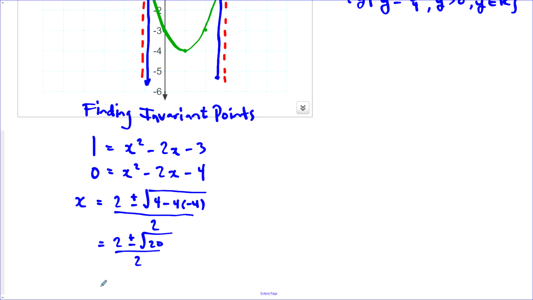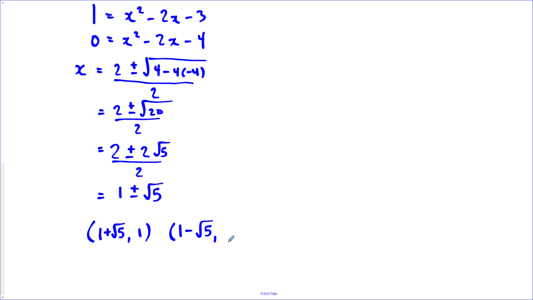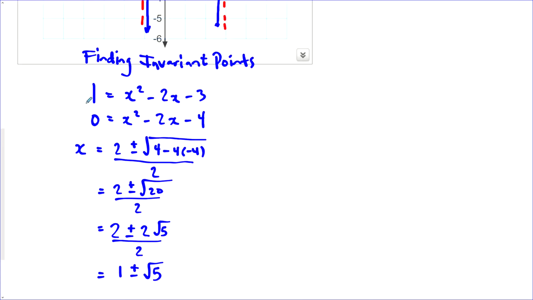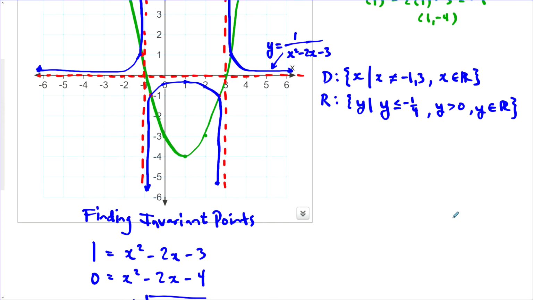Now there's 2's everywhere, so I guess I'll show that step there. 2 plus or minus 2 root 5 all over 2. Divide this term by 2 and divide this term by 2. We get 1 plus or minus root 5. So it looks like our invariant points, the two positive ones would be 1 plus root 5 and 1. And 1 minus root 5 and 1. And then we could do the same thing for when y equals -1 using the same process. But I'll leave that one for you to do.